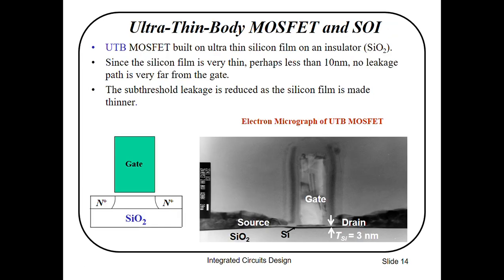Okay, so ultra thin body MOSFETs and silicon on insulator. Ultra thin body MOSFET is built on ultra thin silicon films on insulator. Since the silicon film is very thin, perhaps less than 10 nanometer, no leakage path is very far from the gate. The sub-threshold leakage is reduced as the silicon film is made thinner. Here you can see your gate, source, and the drain, and this silicon oxide. The silicon thickness is only 3 nanometer here, and this is your ultra thin body MOSFET.